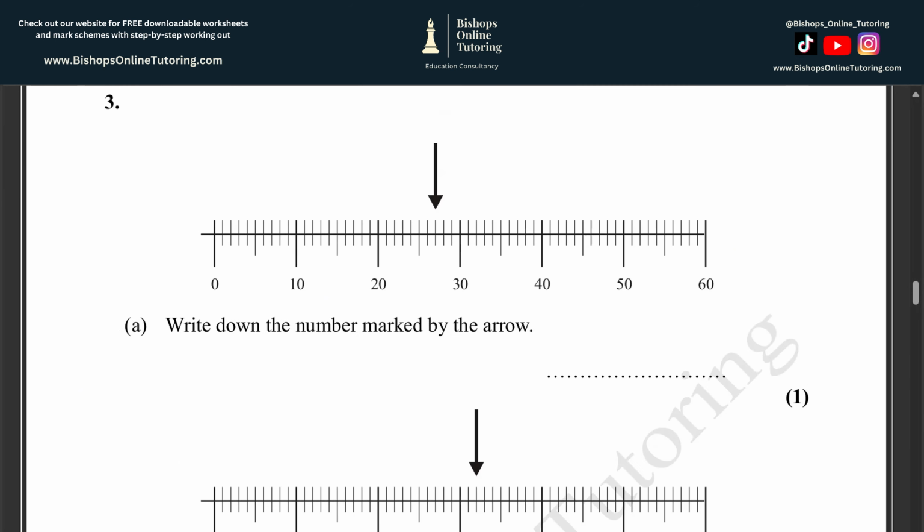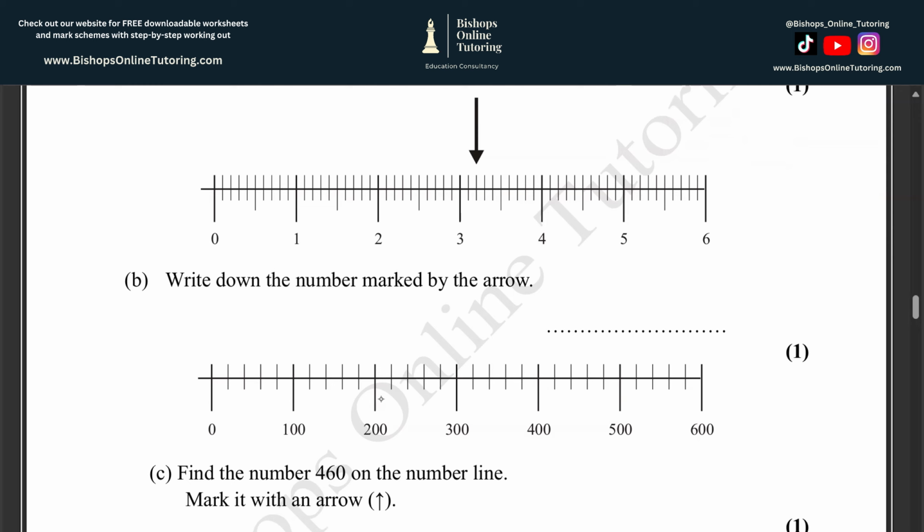Write down the number marked by the arrow. So we have got 20 here, 30 over here. This bit right here represents the midpoint between 20 and 30, so that has to be 25. Let's just count up from 20. 21, 22, 23, 24, 25, 26, 27. So the arrow is pointing to 27.